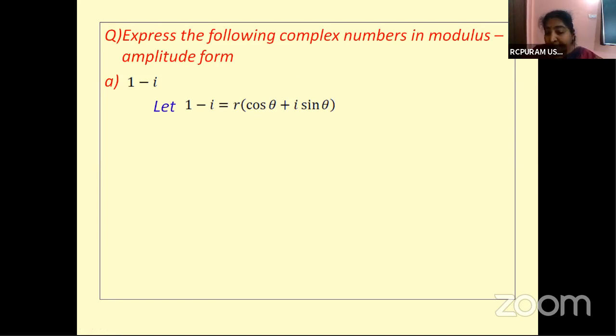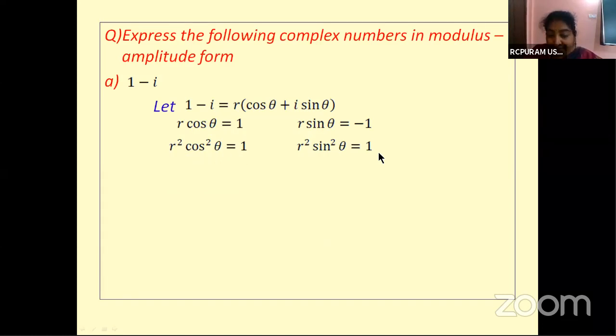Then equate the real part with real and imaginary with imaginary. Then you will have r cos theta is equal to 1 and r sin theta is equal to minus 1. Then you take squaring on both sides for these two. Then you will have r square cos square theta is 1, r square sin square theta is 1. We will add both of them. Then from these two, I can take r square common and I'll have cos square theta plus sin square theta, which is equal to 1 plus 1. It is nothing but 2.